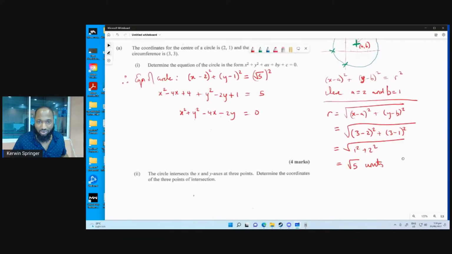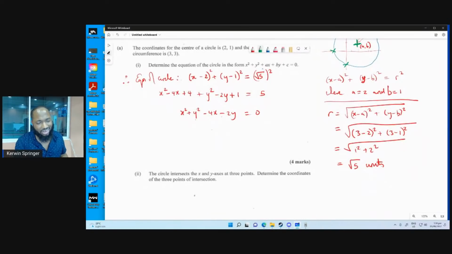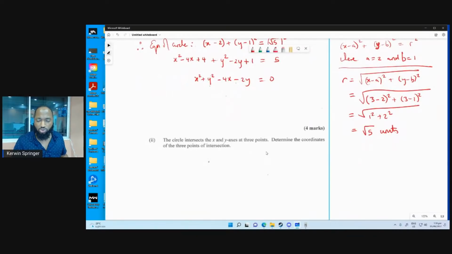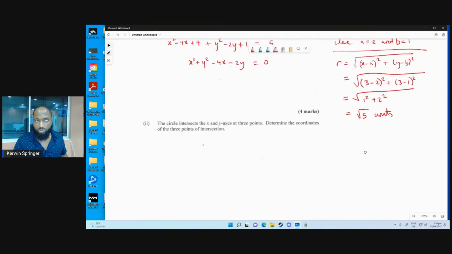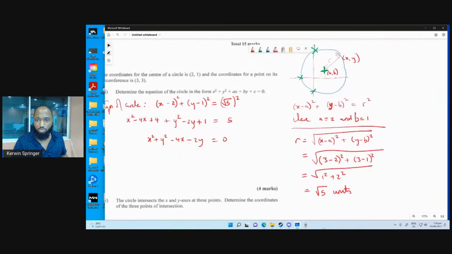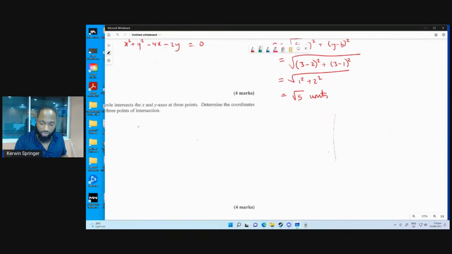Explain how this square cancels off. No, you have to go and research that. Research this, write this down. Determine the coordinates of the 3 points of intersection. Or it could be that it just skims 1 point. Maybe you do something like this, and it touches and skims 1 point. Something like that probably went on.